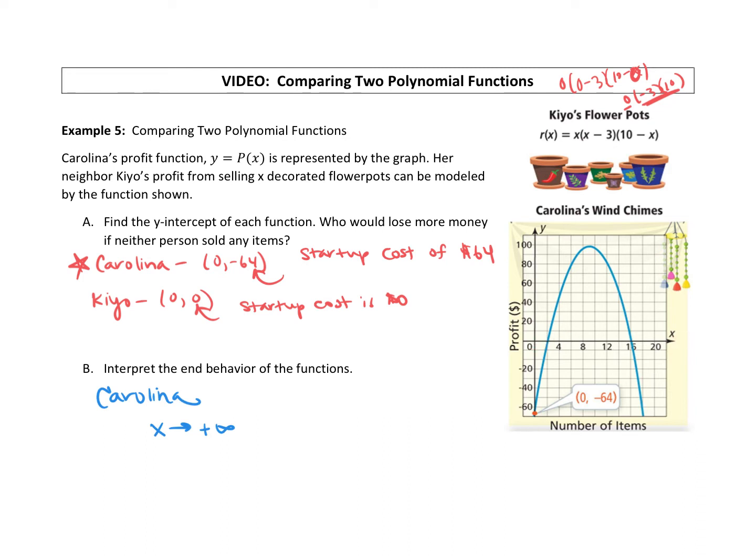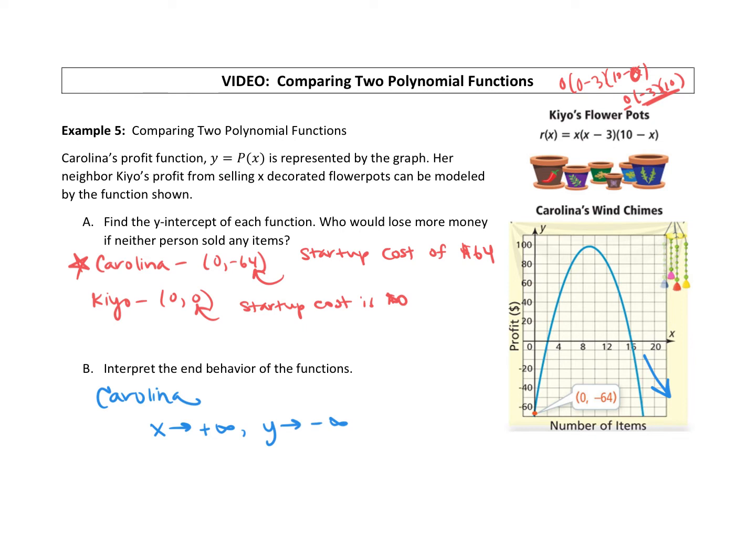And if you look at this, we're not even going to worry about the left side of the graph because we're not making a negative number of items. So we're just going to focus on the right side of the graph. Our function is going down. So as x approaches positive infinity, the y's are approaching negative infinity.